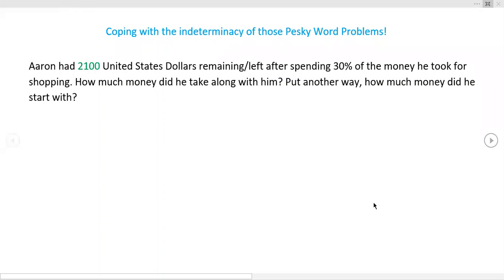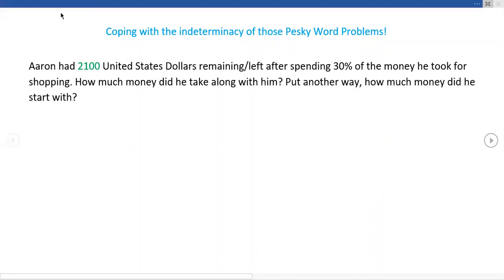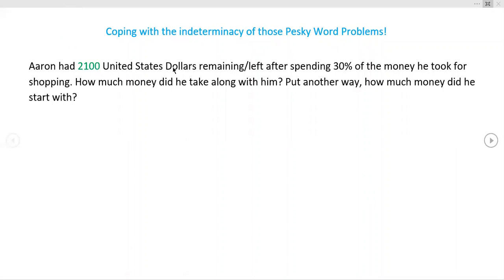Good morning, y'all. Coming to you with one of these kind of pesky word problems. Now, I'll read it to you. It says Aaron has 2,100 United States dollars remaining or left after spending 30% of the money he took for shopping. Question is, how much money did he take along with him to shop? Put another way, how much money did he start with before he spent his money?